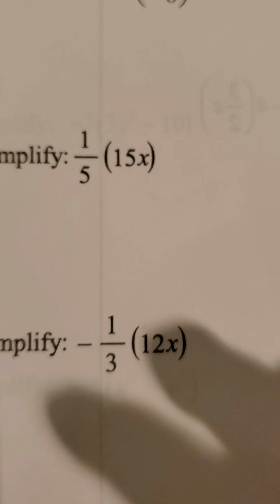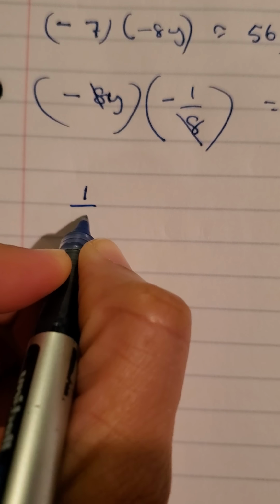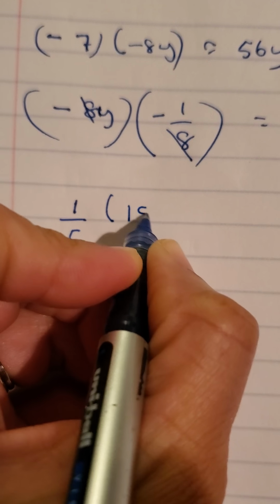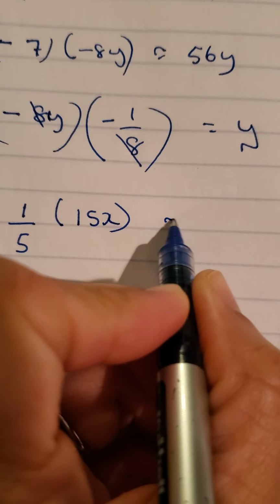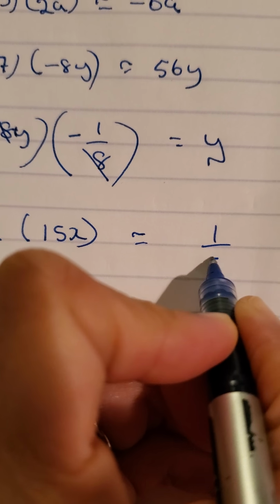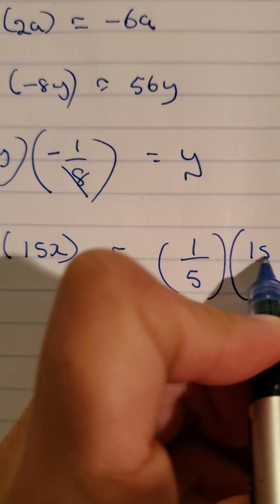A lot of times students get confused when they see a fraction and a whole term. So let me just do an example of that. So we have 1 over 5 times the factor 15x. And just in case things confuse you a little, just rewrite that whole number as a fraction.